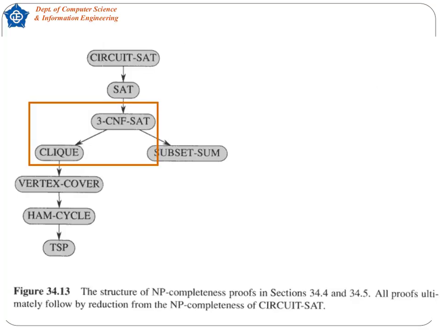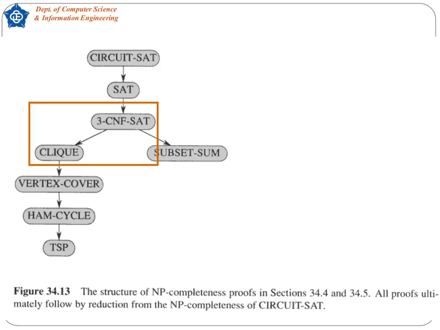Now, building on that approach, this diagram traces the chain of polynomial time reductions used to establish NP-completeness for a host of classic problems. At the top sits circuit SAT, which reduces to SAT, and then to 3CNF SAT. From 3CNF SAT, the proof splits into two branches. One goes to clique and the other to subset sum.